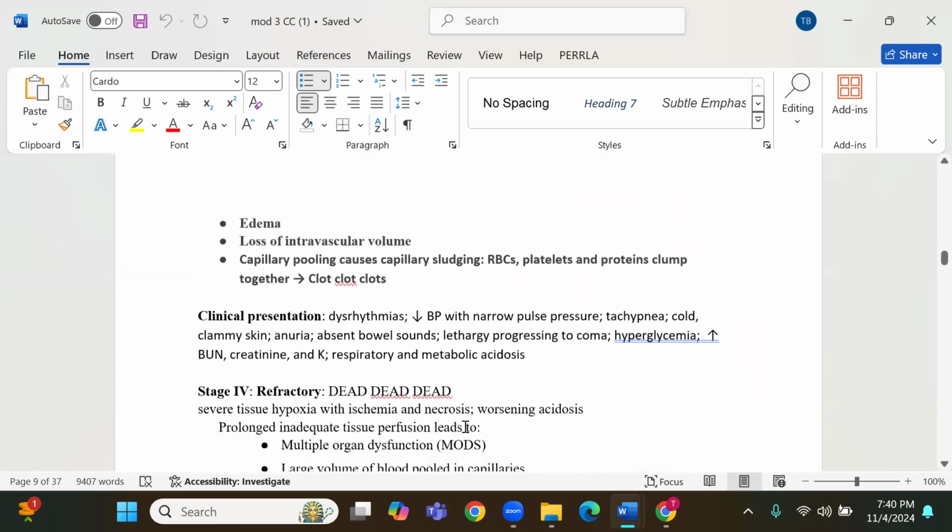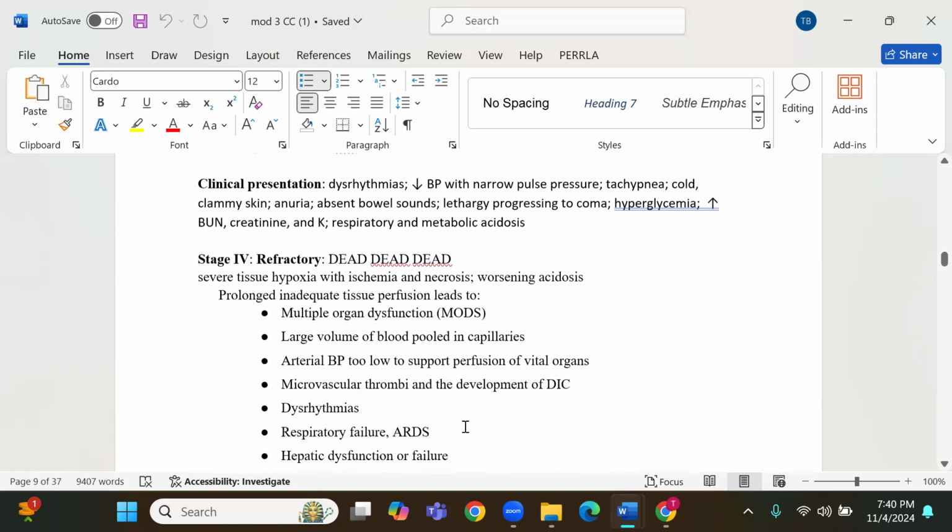And then let's just look at the other. Refractory is not good. Like that's really dead. This is severe tissue hypoxia, okay, with worsening acidosis, probably going to metabolic acidosis. So we'll start out with respiratory alkalosis. We can look at our lactic acid and then probably going to end up in metabolic acidosis. This is on your didactic.